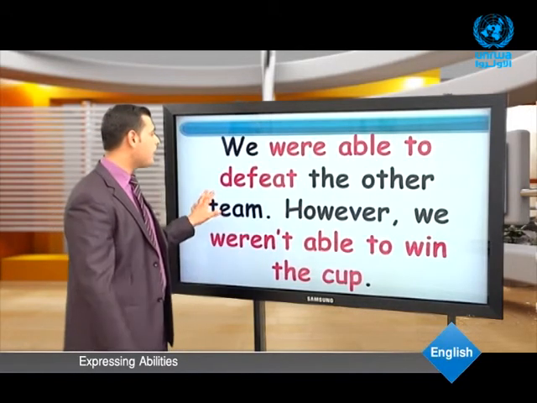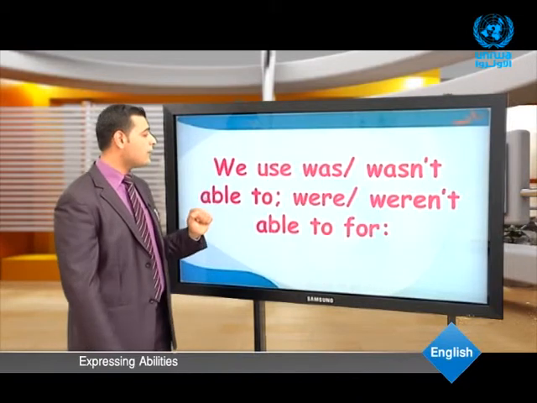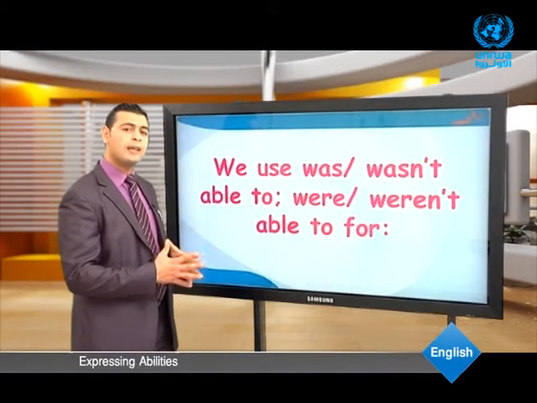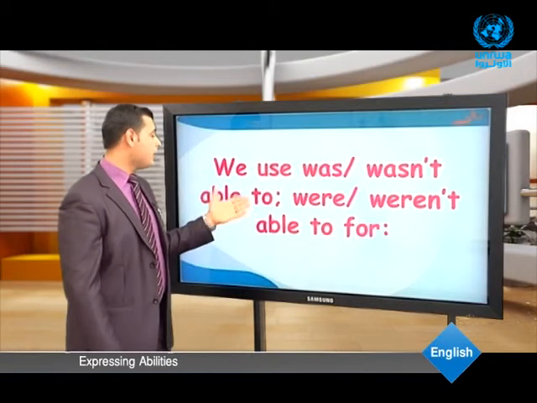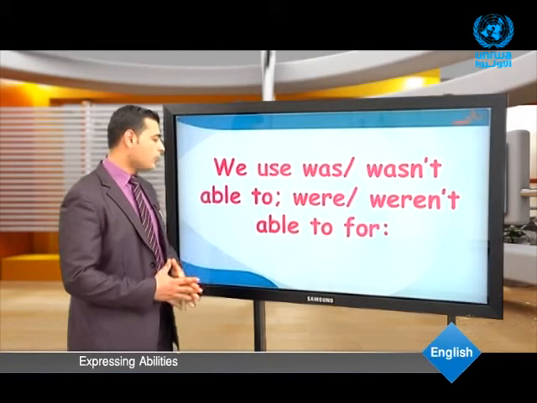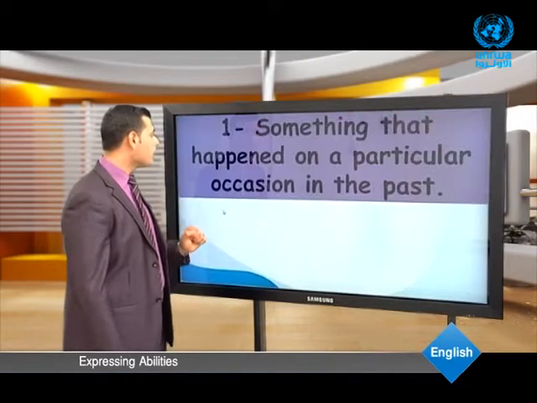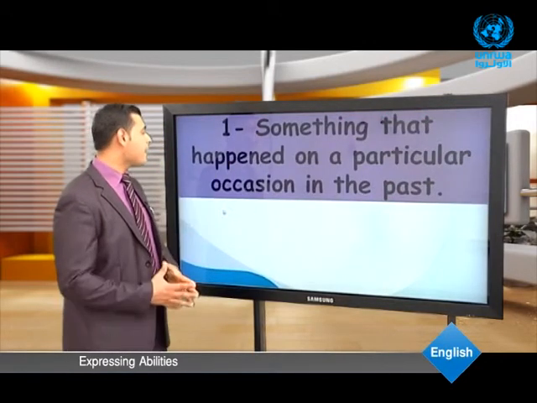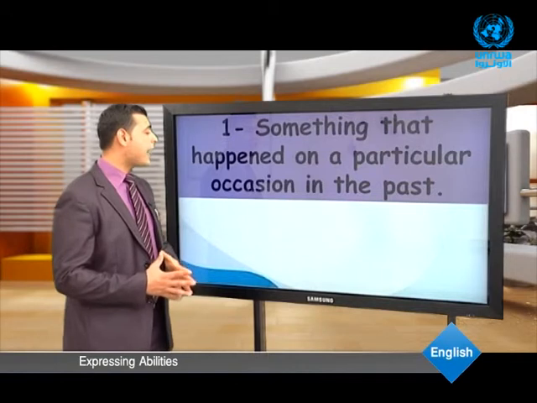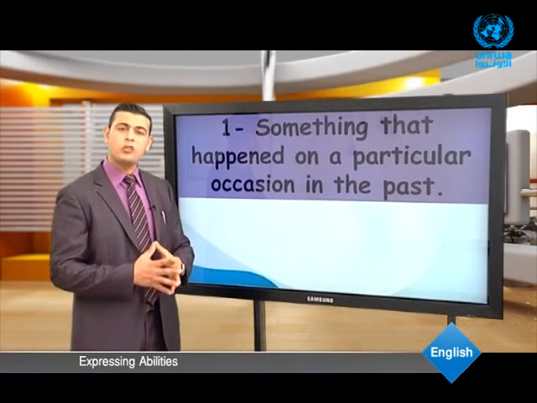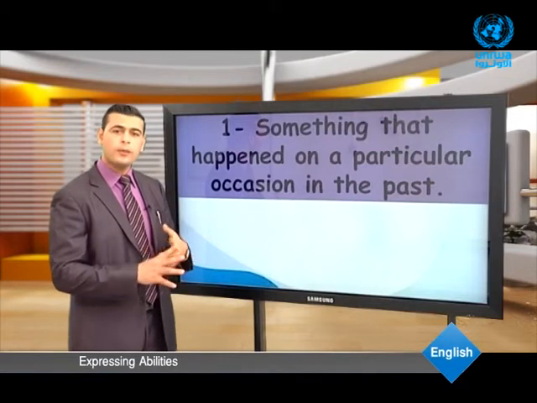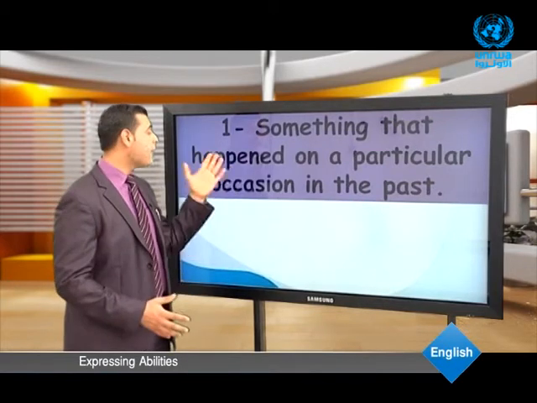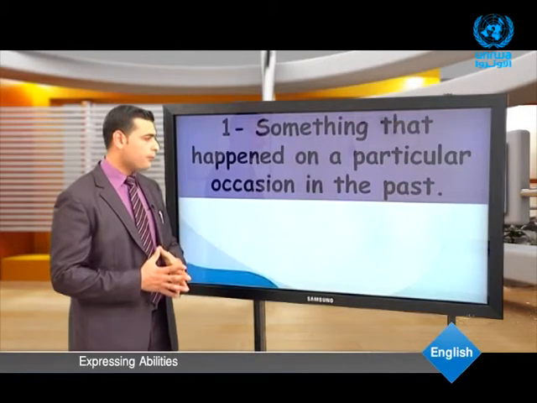Let's go ahead to learn about the use of was able to, wasn't able to, were able to, and weren't able to. Here, we use was or wasn't able to, were or weren't able to, for, number one, something that happened on a particular occasion in the past.